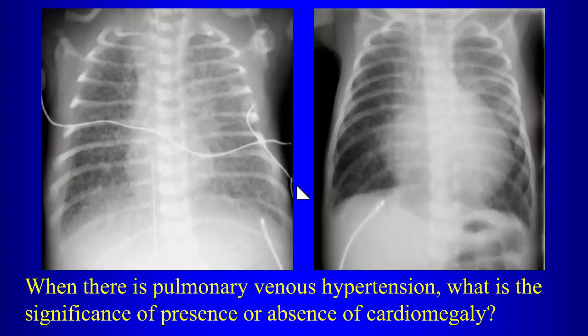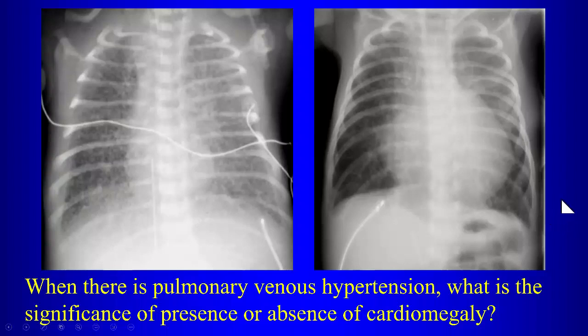So if we're talking about congenital heart disease, what is the significance of cardiomegaly or no cardiomegaly? If it's before or after the mitral valve? So if there's no cardiomegaly, it implies that there's obstruction proximal to the mitral valve. If there is cardiomegaly, then we think of lesions that give us obstruction distal to the mitral valve.